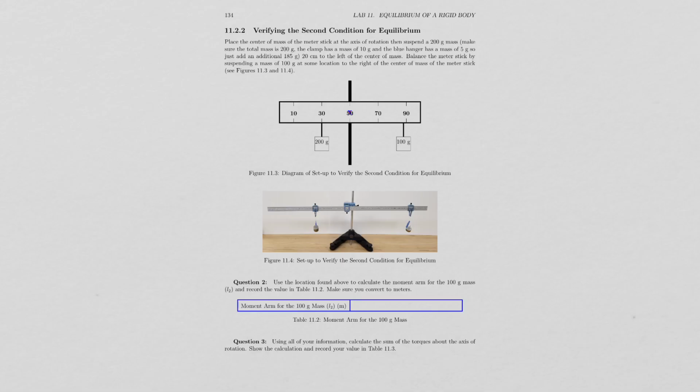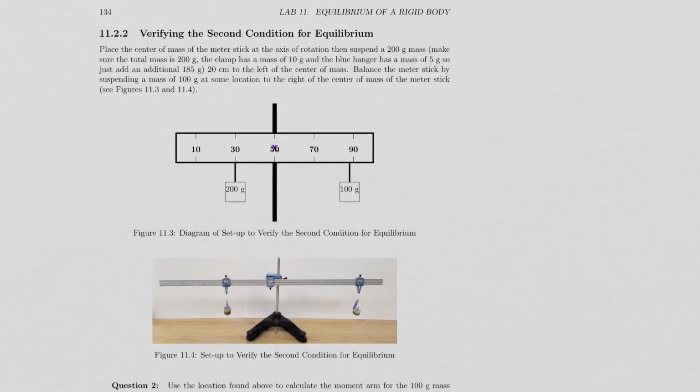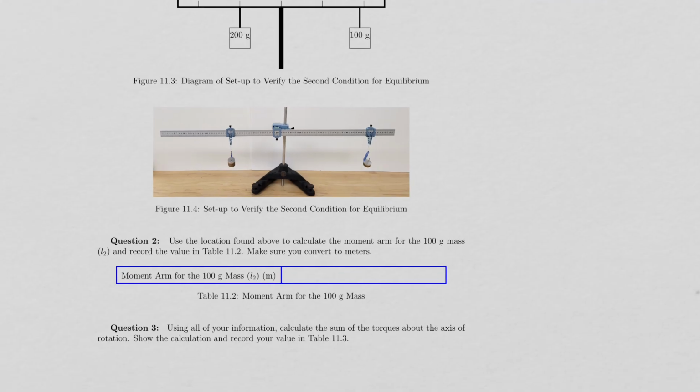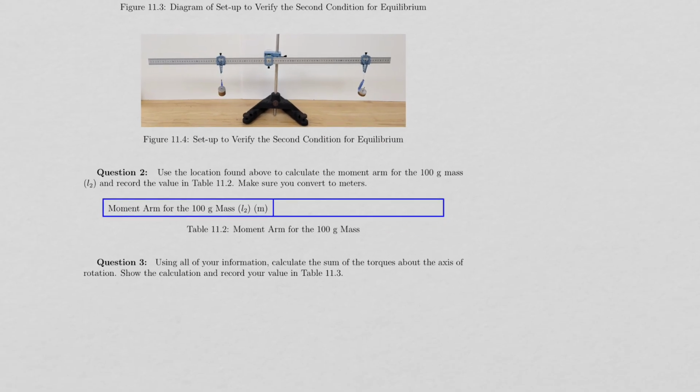Then the second part is verifying the second condition for equilibrium. And remember, the second condition for equilibrium, this is all covered in that first video, is the fact that the sum of the torques should equal 0. So what you're doing here is calculating the sum of the torques and seeing what you get. For the first question, this is question 2, you can see it better in this picture. The center of mass is right at 50, right at the center of the meter stick.